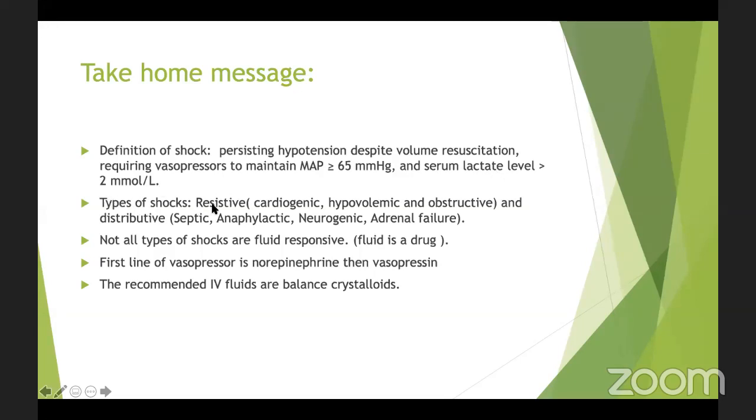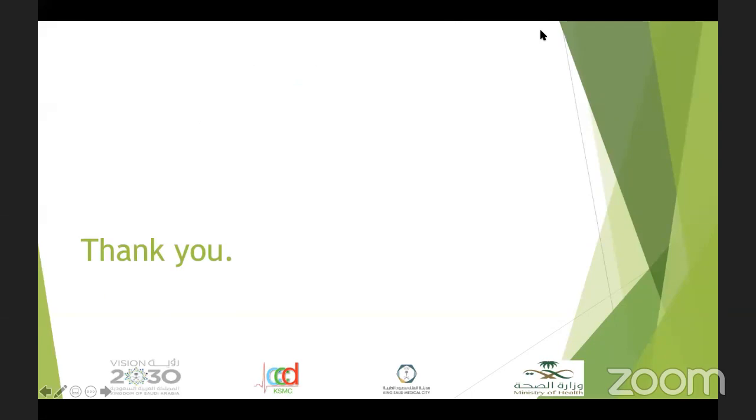Shock, as we mentioned, can be hypovolemic or distributive, or you can say it another way, low cardiac output or high cardiac output. Not all types of shock are fluid responsive. As we said, fluid is a drug, and it's like flipping a coin in the ICU: almost 50-50, half will respond and the other half will not. What is the first line of vasopressor we will need? Norepinephrine, then vasopressin. The recommended IV fluid is balanced crystalloid. Thank you. If you have any question, you can raise your hand or write in the chat.